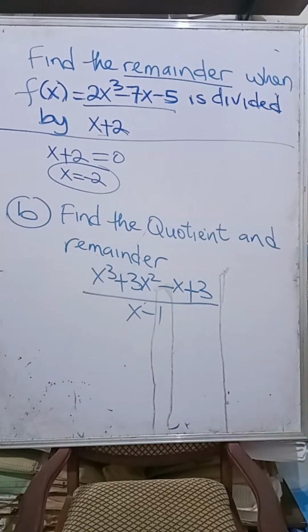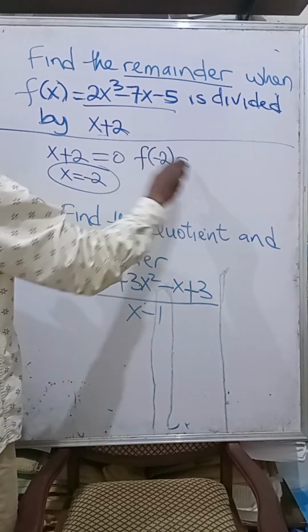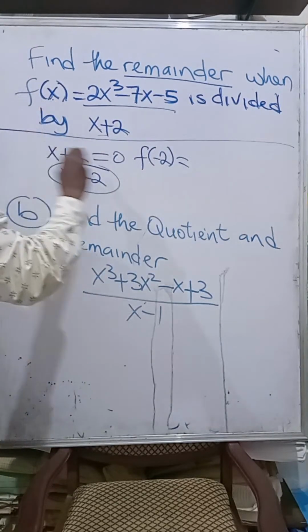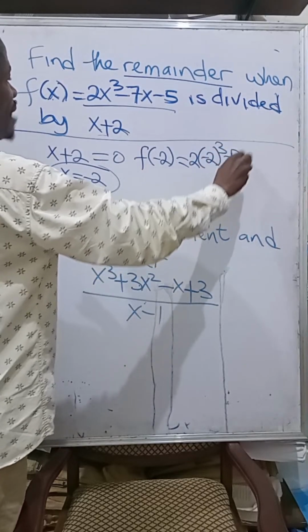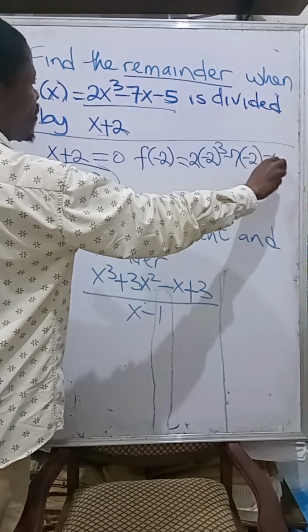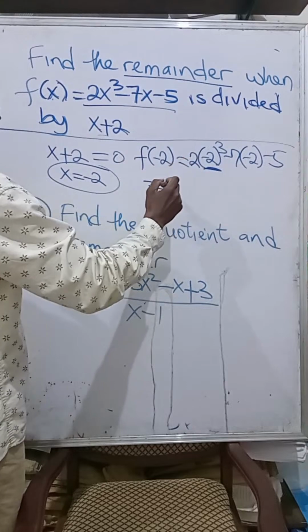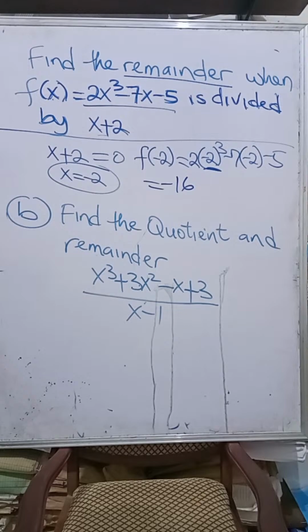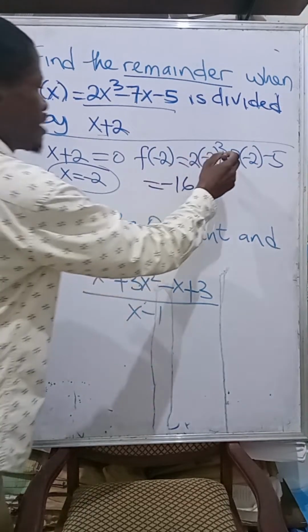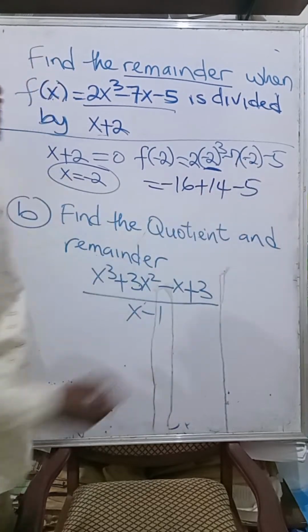Okay, minus 2. Then you now go back to your function f of minus 2. Anywhere you see your x, place minus 2 there, and that will be 2 times minus 2 to the power 3 minus 7 times minus 2, and then minus 5. And this will be equal to, this one is minus 8 times 2, that's minus 16. Okay, and then minus times minus, that's a plus. 7 times 2, that's 14 minus 5.